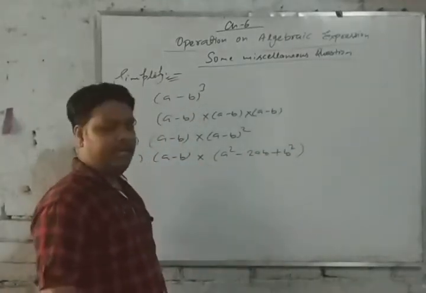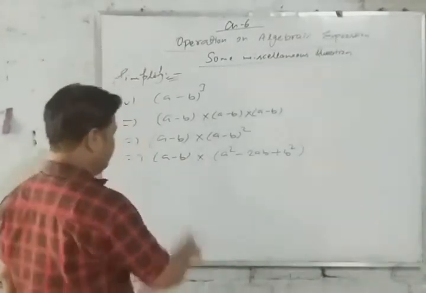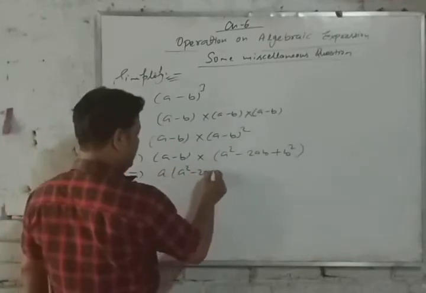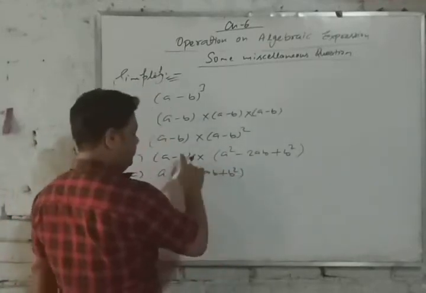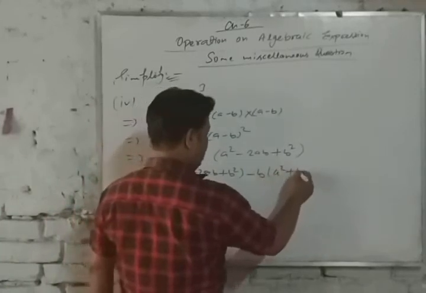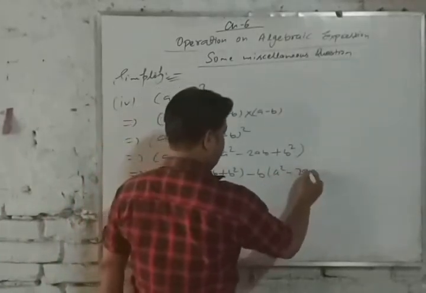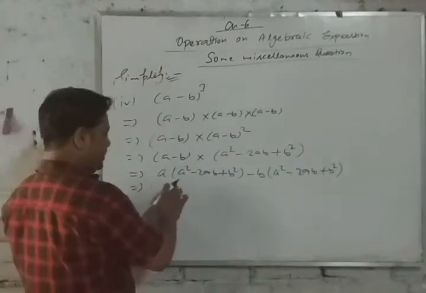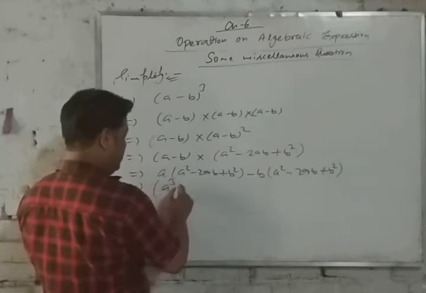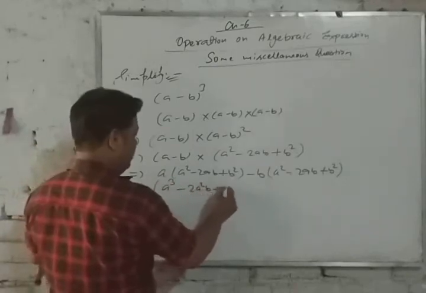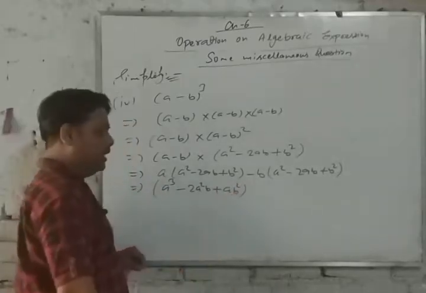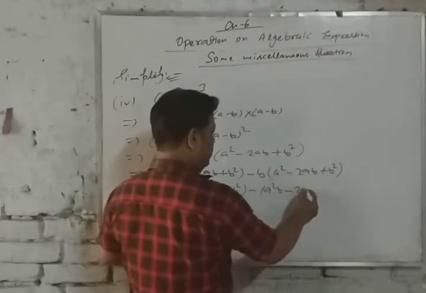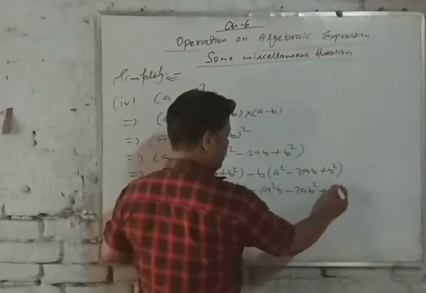Now again multiply it by using the distributive law. At first we will multiply the whole expression with a, and again with minus b we will multiply the whole expression. Now multiply it, but we will not remove the bracket in this step. At first a cube minus 2a square b plus ab square, always write in alphabetical order. Okay. Now minus a square b minus 2ab square plus b cube.